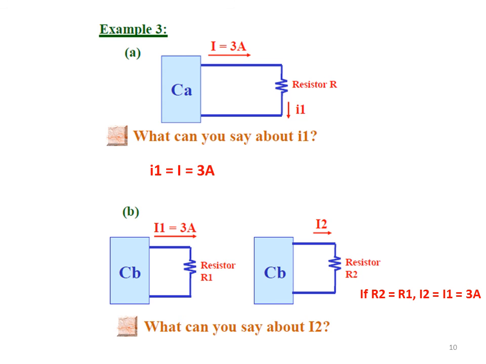Okay, if R2 equals R1, we have a current I2 equal to I1 equal 3 amps. In the case R2 greater than R1, we have I2 less than I1. Okay, be careful. And if R2 less than R1, we have the value of I2 greater than I1.